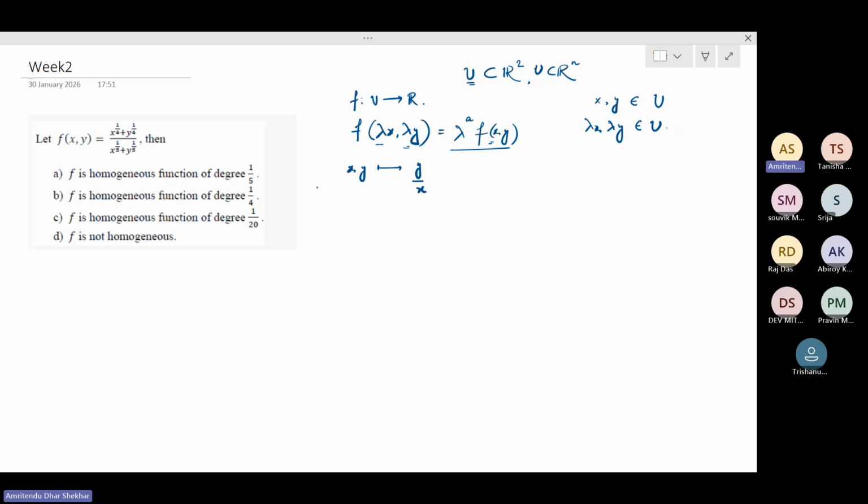So let's say the domain of this function is R minus zero cross R minus zero. So this is of course a homogeneous function. If you substitute lambda into it, then you get something like lambda to the power a, but this a is equal to zero in this case. So whatever this a is, this a would be called the degree of this homogeneous function.